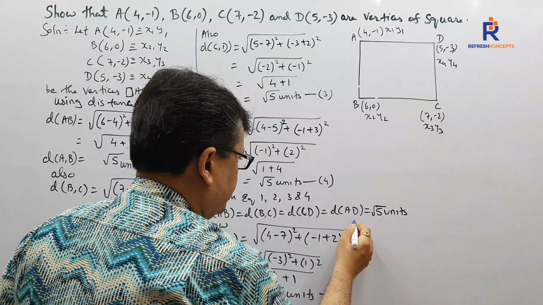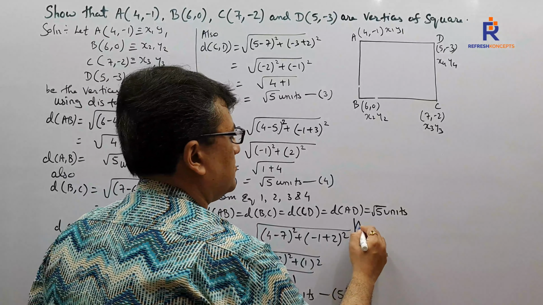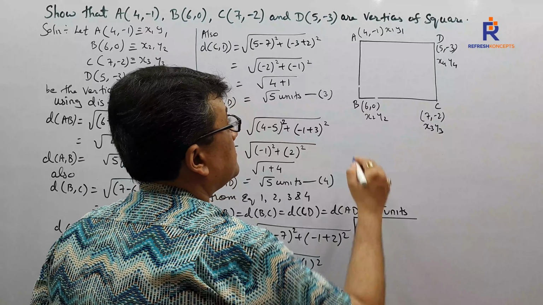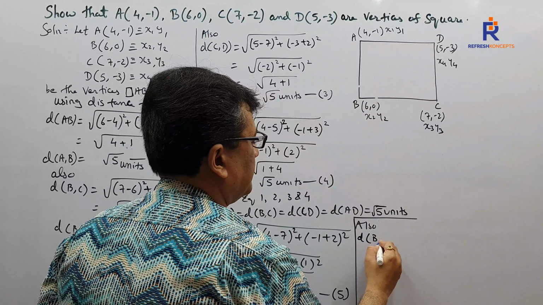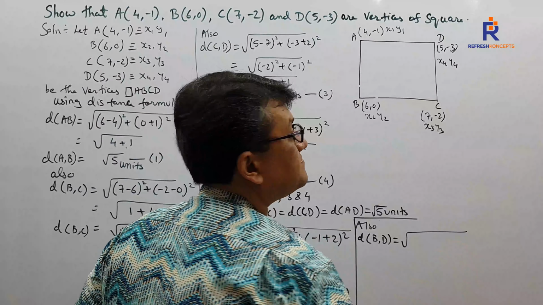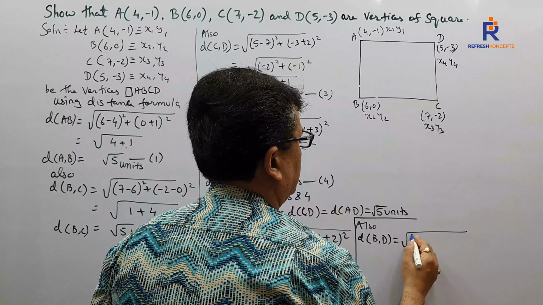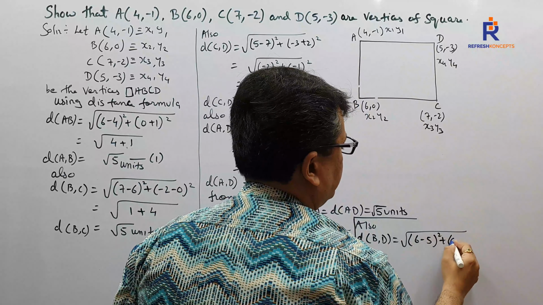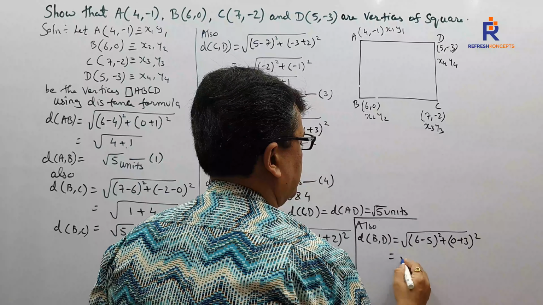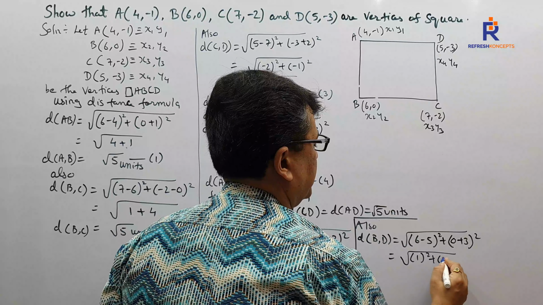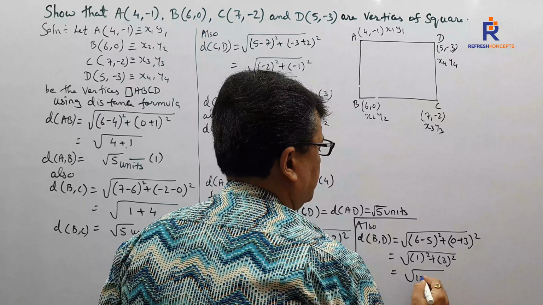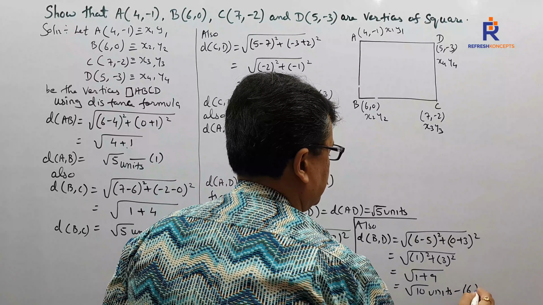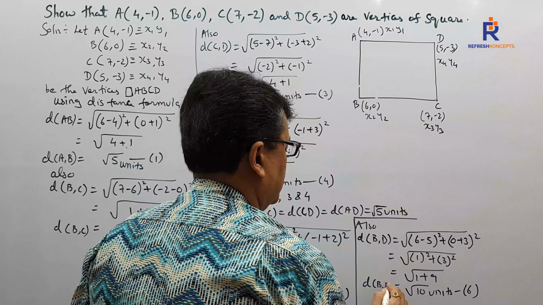On the same lines, also, distance BD under root of 6 minus 5 the whole square, 0 minus of minus 3, 0 plus 3 the whole square, 1 square plus 3 square, 1 plus 9, root 10 units. Equation 6. This is distance BD.